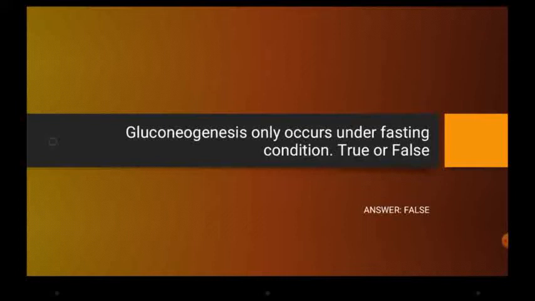Gluconeogenesis only occurs under fasting condition. True or false? The answer is false, because it also occurs during exercise, extreme exercise, and low carbohydrate diet. So not only fasting, but even low carbohydrate diet and exercise as well. So the answer is false.